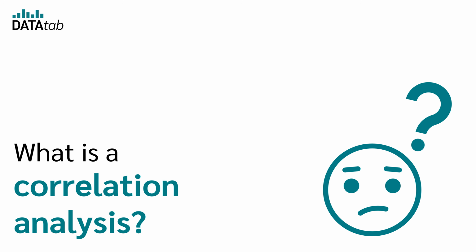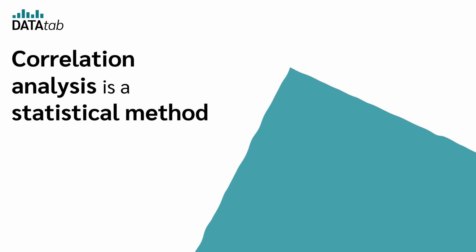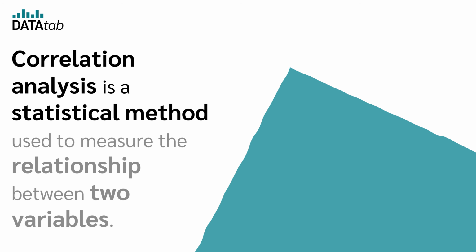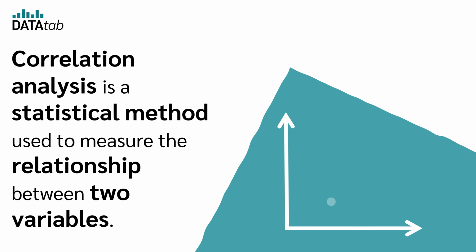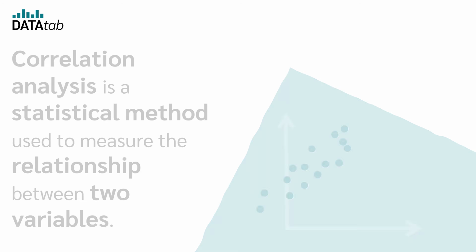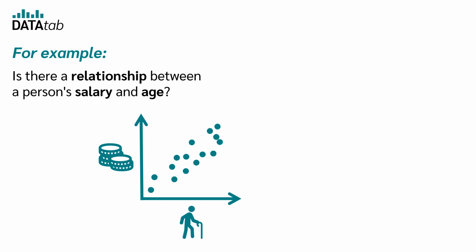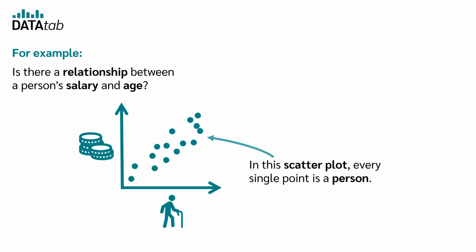What is a correlation analysis? Correlation analysis is a statistical method used to measure the relationship between two variables. For example, is there a relationship between a person's salary and age? In this scatter plot, every single point is a person.